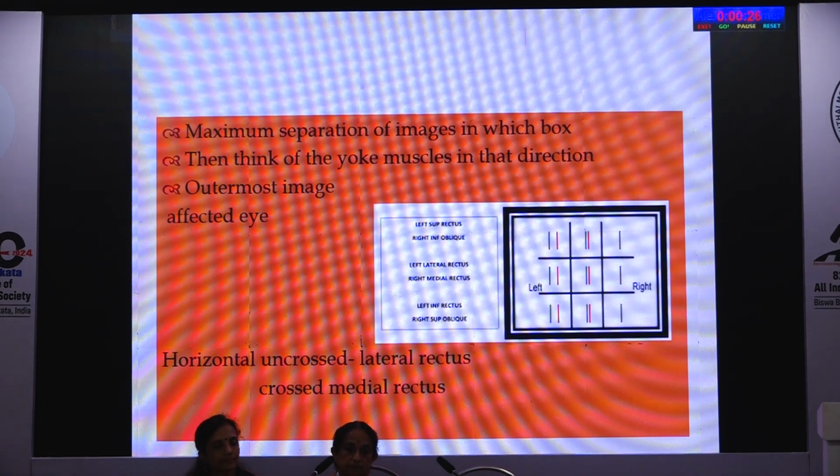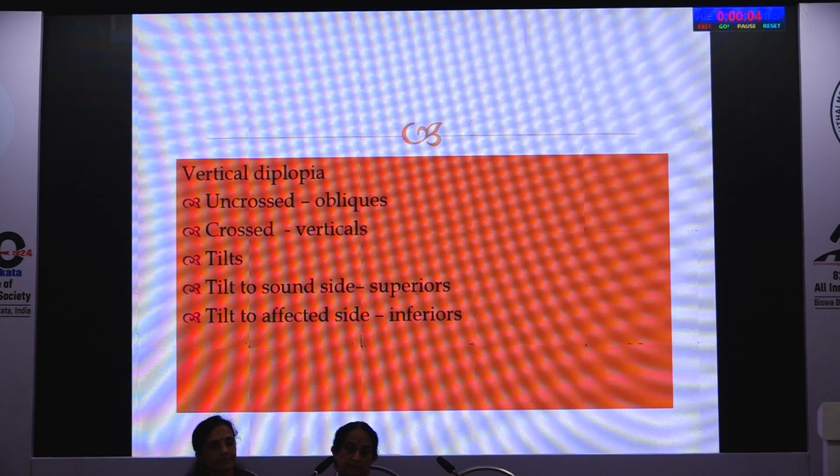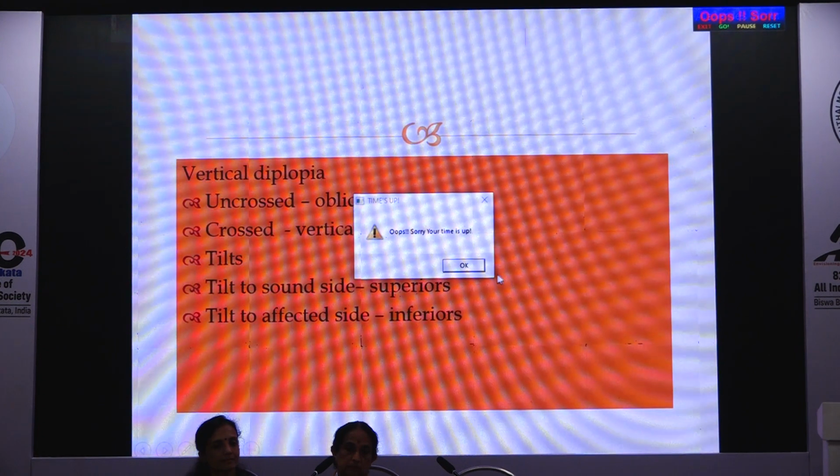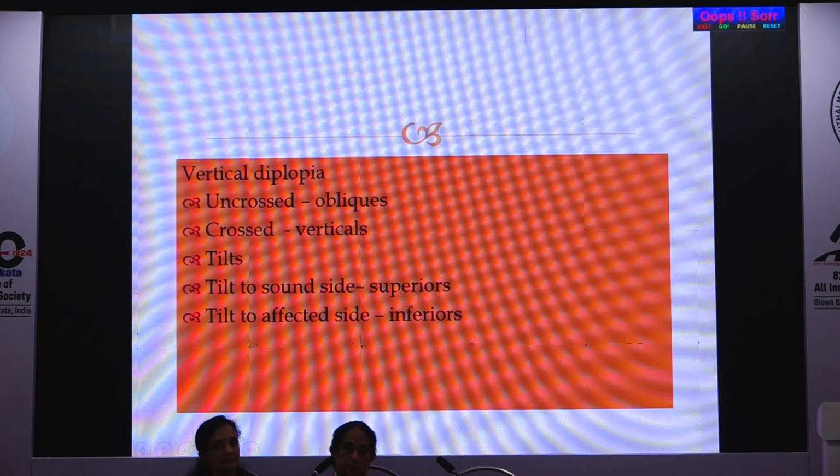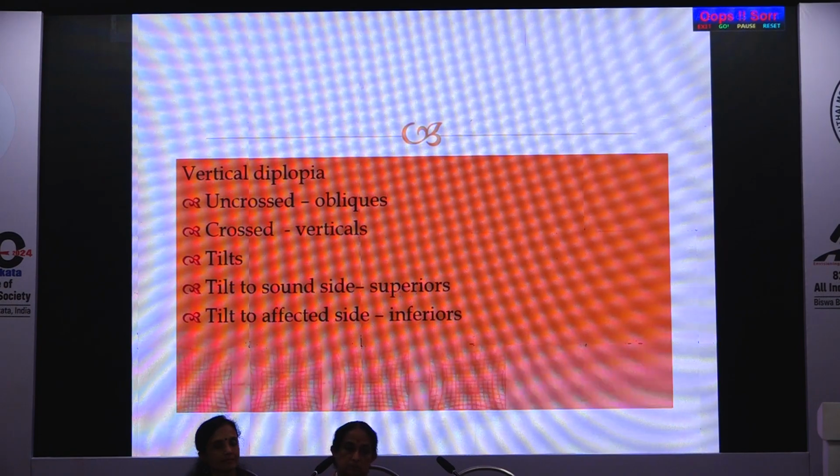So when you look at the box which has maximum deviation, you know that mainly it is two muscles, and from that you have to find out which muscle and the corresponding nerve. And always the outermost image will belong to the affected eye. In horizontal uncrossed images, usually the lateral rectus is involved, and in crossed, it is the medial rectus. And these are a few tips: in vertical diplopia, when you have uncrossed, usually the obliques are involved; crossed vertical, the superiors. And tilt to the sound side when superiors are involved, and tilt to the affected side when inferiors are involved.